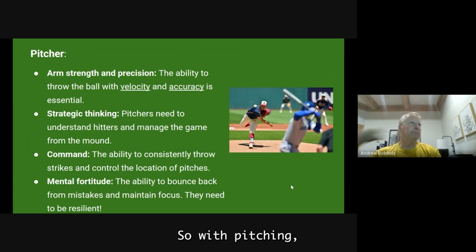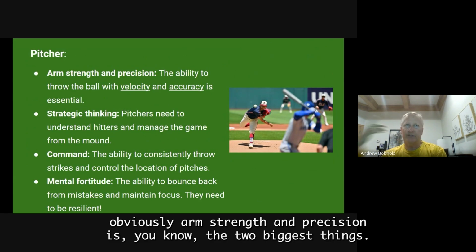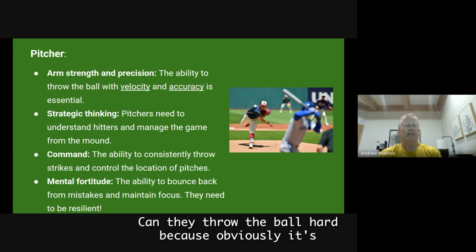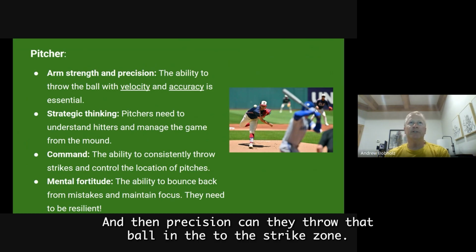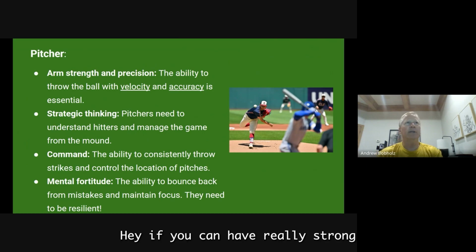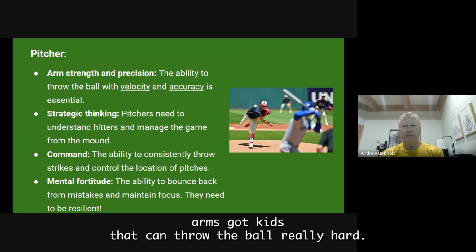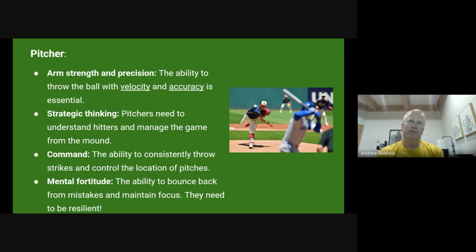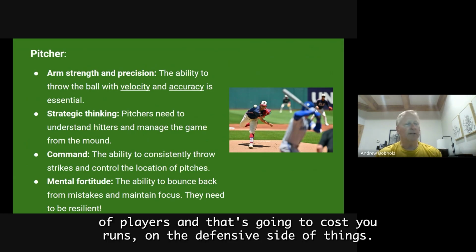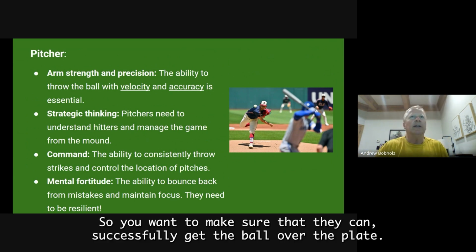So with pitching, obviously arm strength and precision are the 2 biggest things. Can they throw the ball hard? Because obviously it's a little bit harder to hit a ball that's coming at you faster. And then precision. Can they throw that ball to the strike zone? You can have really strong arms, kids that can throw the ball really hard, but if they can't throw strikes, they're going to walk a lot of players, and that's going to cost you runs on the defensive side of things. So you want to make sure that they can successfully get the ball over the plate.